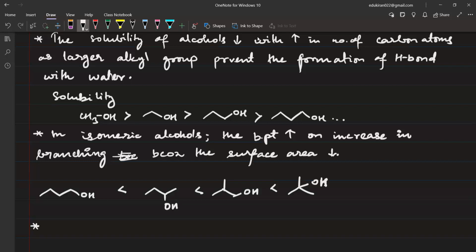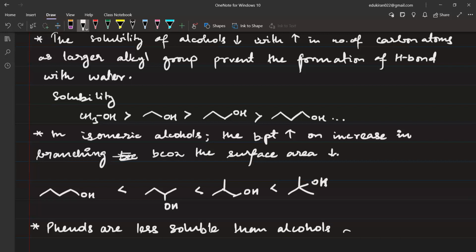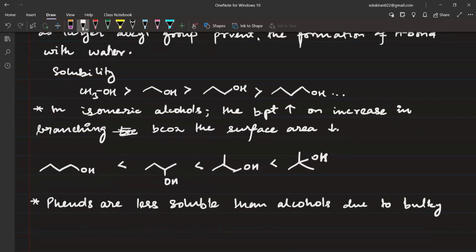Last point you will write, insolubility. Phenols are less soluble than alcohols due to the bulky benzene ring.